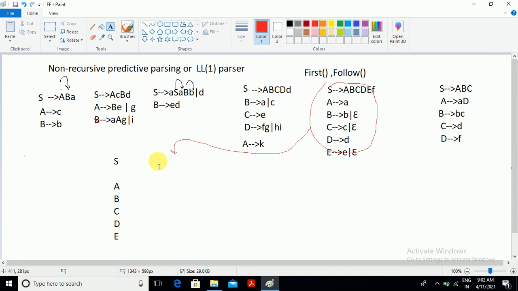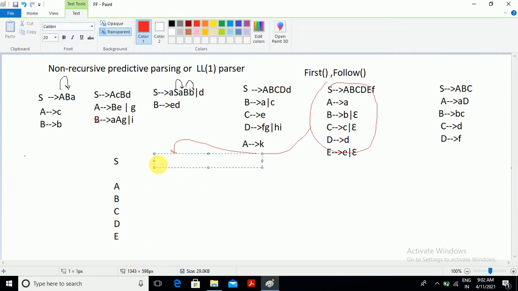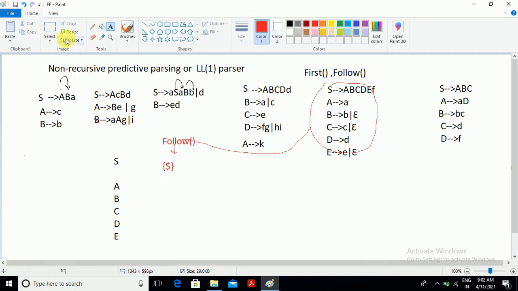As per this example, obviously we know that for capital S, the start symbol, the follow will always become a dollar. Follow of S will become a dollar by default. So this is for the follow of S.